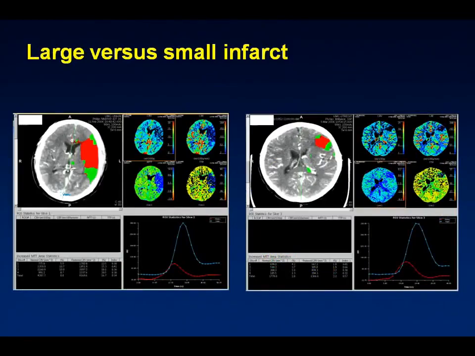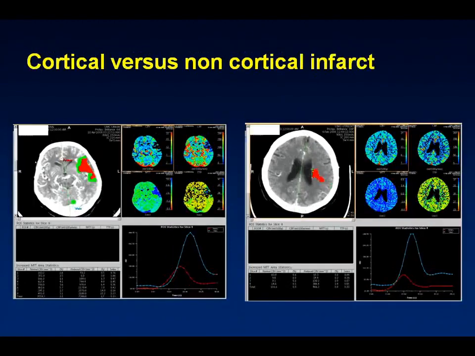Here's a large versus small infarct size. This would be a large infarct. This is again something that you would normally not thrombolyze. This is a small infarct. This is something that you could thrombolyze. You see that the penumbra is about 30% larger, so this is something you could try. It's probably not a very good patient that will not respond very well, but he'll probably respond.